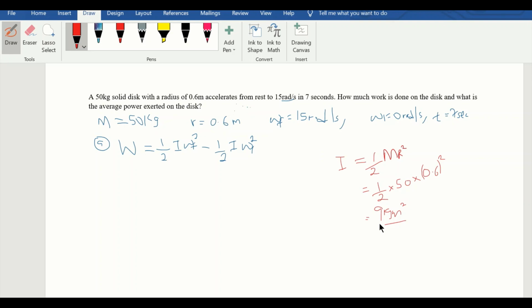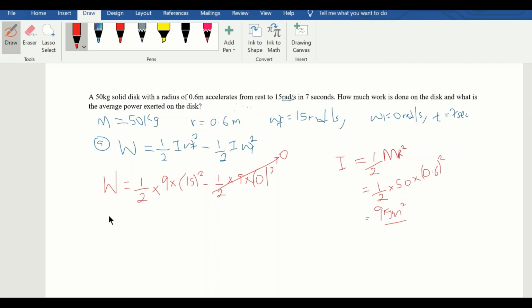So now I know my inertia. What next? I log it into my formula. So therefore, my work is equal to half times my inertia, which is 9, times my final angular speed, which is 15 squared, minus half times my inertia is 9 times my initial angular speed is 0. So that means that everything here is 0. So I'm left with this alone.